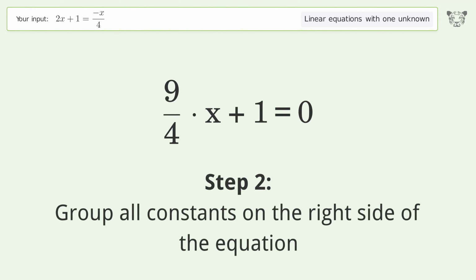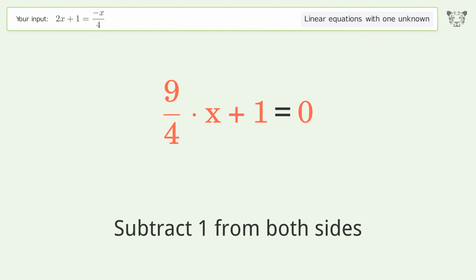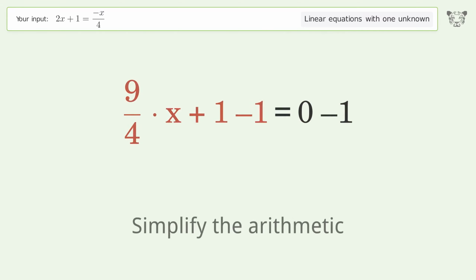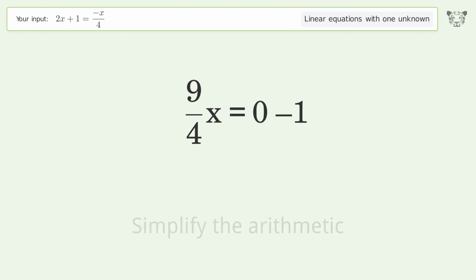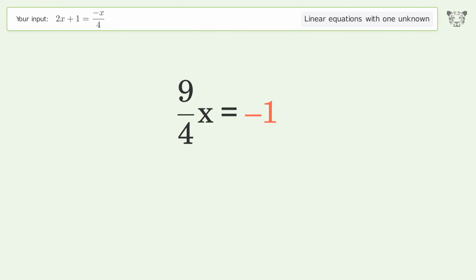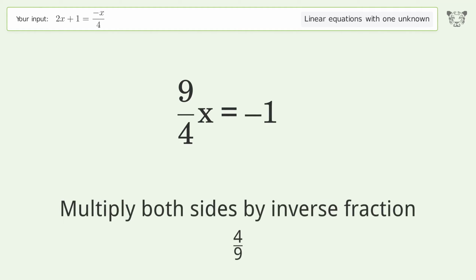Group all constants on the right side of the equation. Subtract 1 from both sides. Simplify the arithmetic. Isolate the x. Multiply both sides by inverse fraction 4/9.